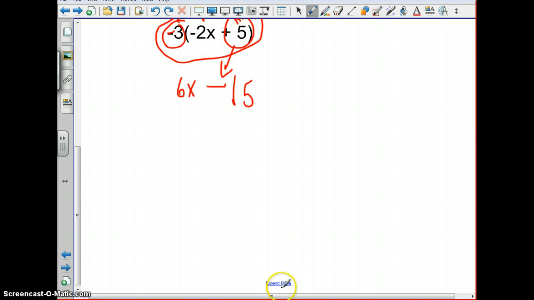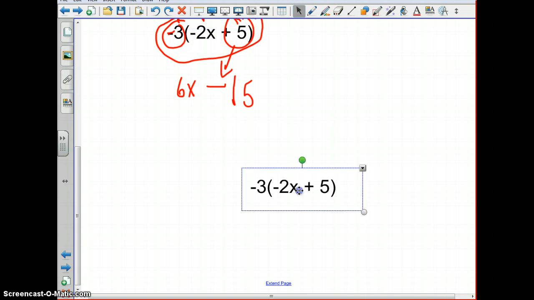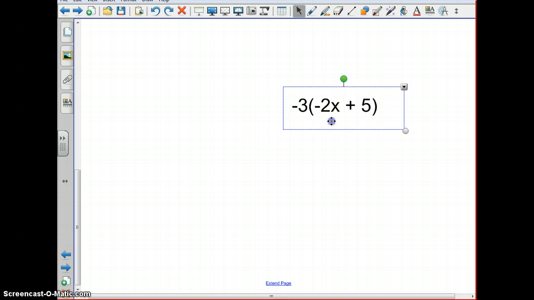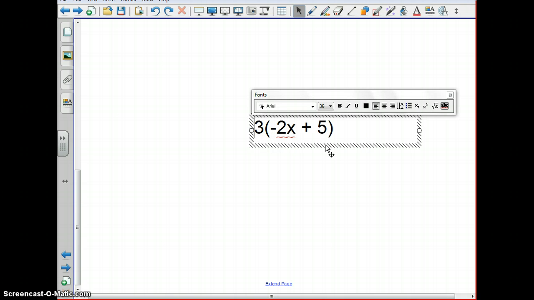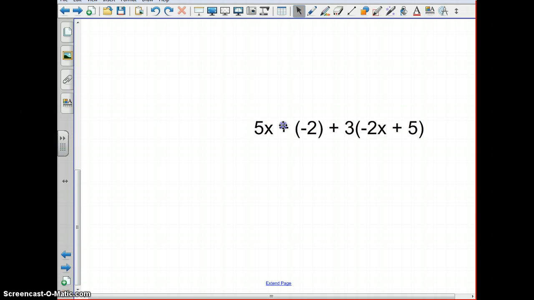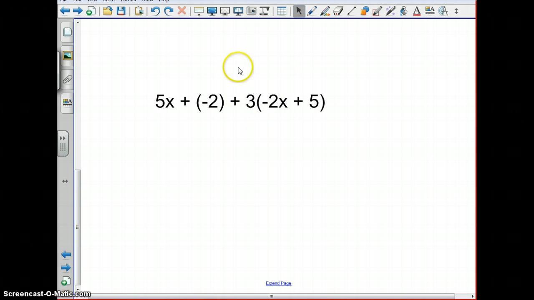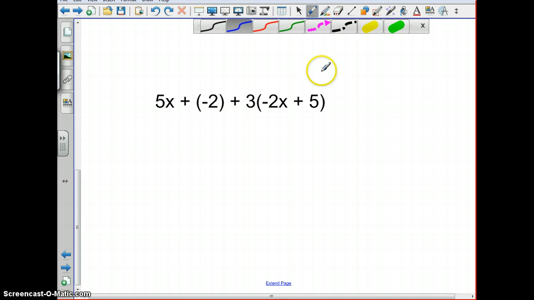All right. So here's what this looks like in a problem. We'll have some problems that are just like that, just the very basic distributive property problems. But also we'll have problems like this. So I'm going to add a 5x plus negative 2 plus that. This is what the problems look like. So this is what you really need to watch. We're going to practice some just distributing, but I want to go ahead and introduce this because we also need to be able to do this.